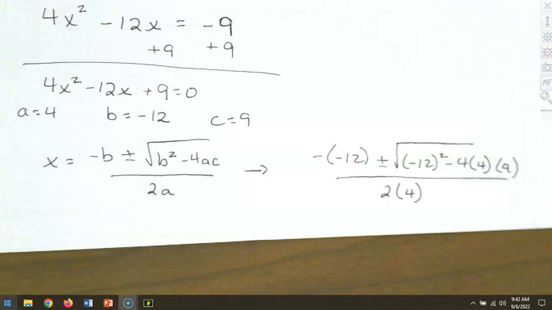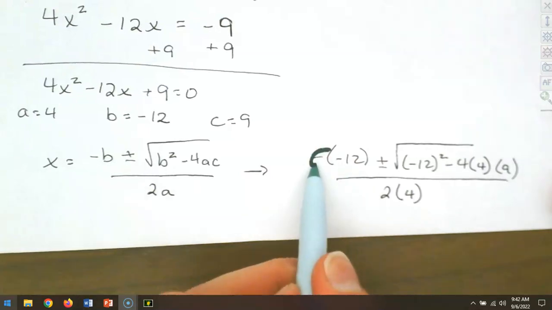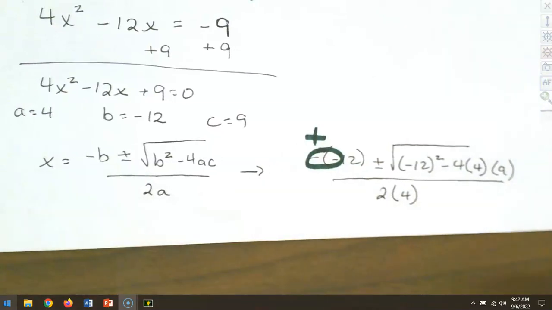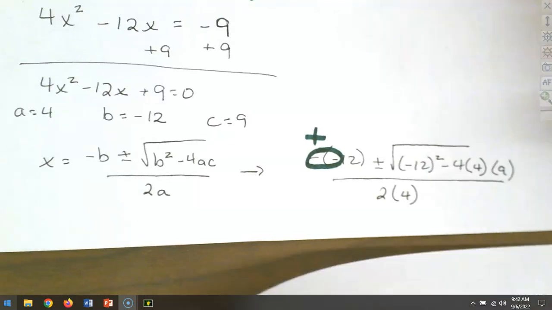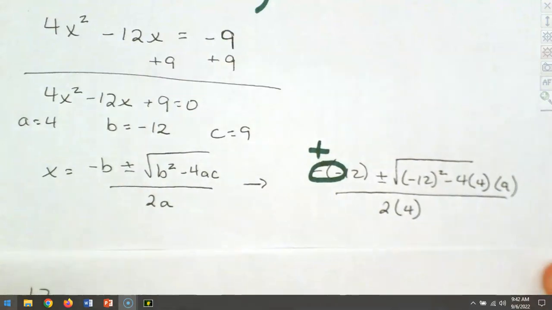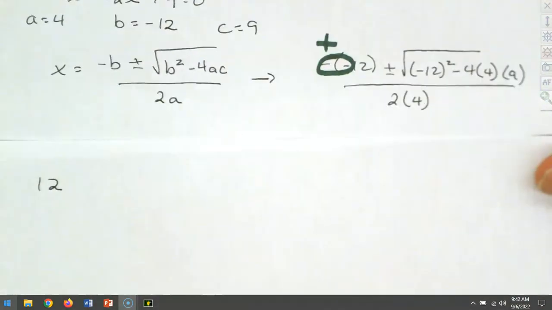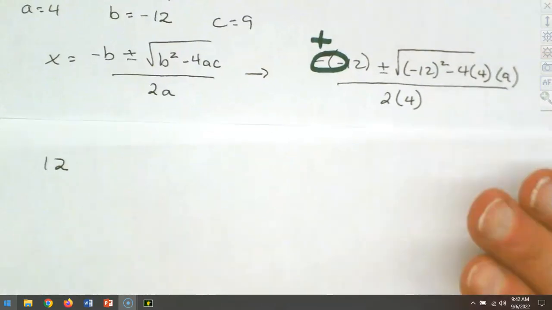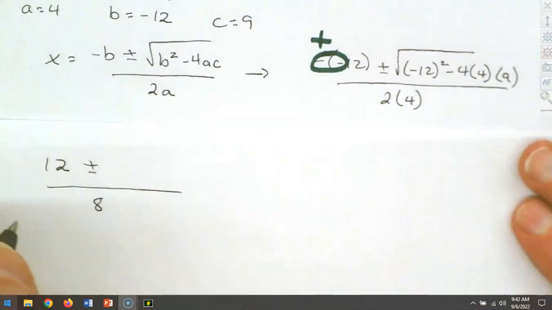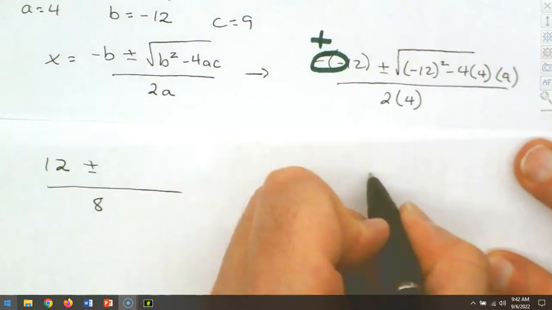Now, be very, very careful with the double negatives. Double negatives here are going to make this now positive. We'll rewrite it, and then we'll work with our discriminant separately. So when I rewrite that, double negatives make that positive 12. And we've got our plus or minus. 2 times 4 makes it an 8 there. And let's work with our discriminant.